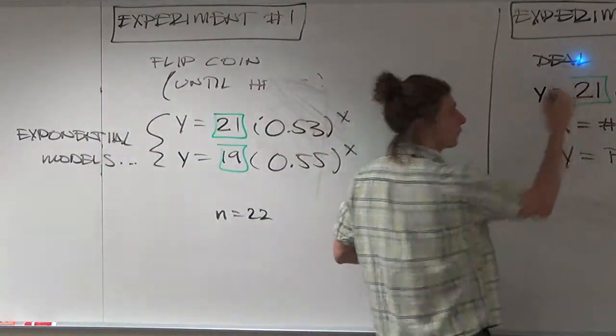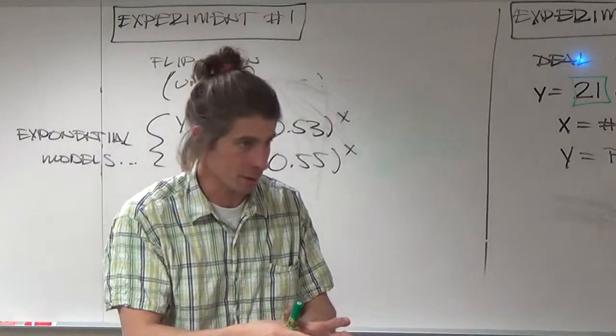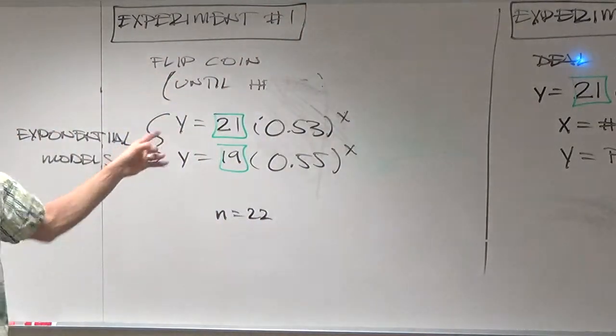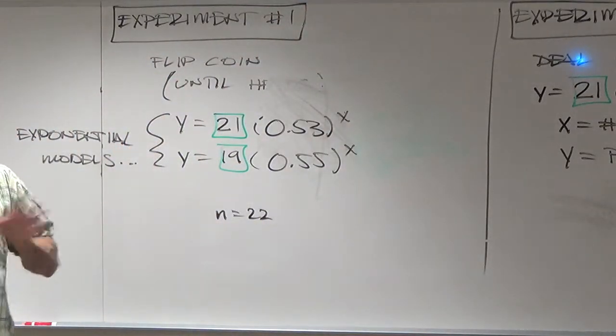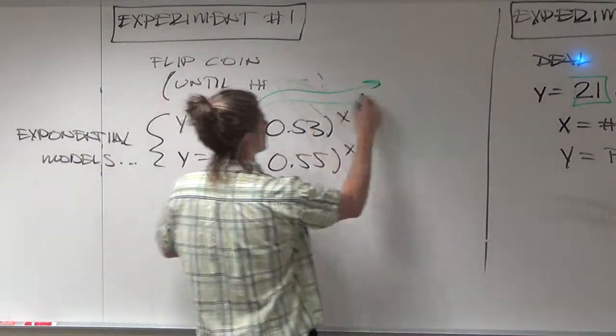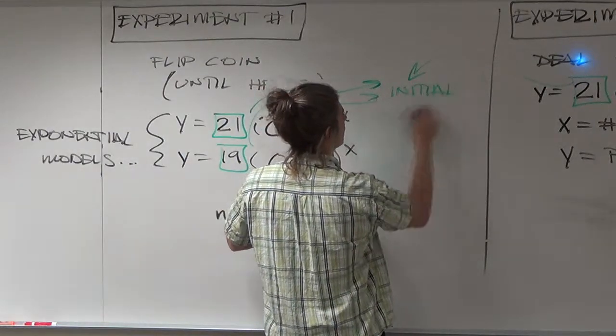This coefficient out front tells you what your experiment started with. Number of people turning cards, number of people flipping coins. In a second, it'll be number of people in America. It's whatever you start with. This is your initial amount.